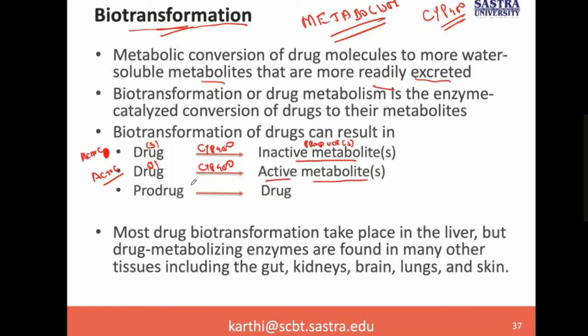The third case is that the initial drug molecule is inactive. Very rare, very interesting case. While taking the drug, we take it in its inactive form. The drug molecule is the substrate for cytochrome P450. It goes and binds to cytochrome P450, and cytochrome P450 converts the inactive drug molecule, that is a prodrug, into an active drug molecule. So these are the three possible things that can happen due to metabolism. Is that understandable?